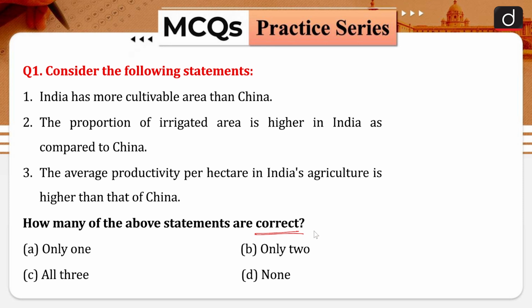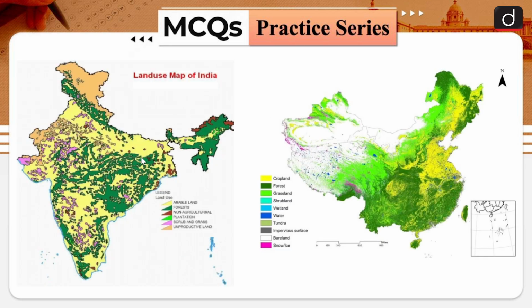Here let's talk about certain things. First they are asking about your cultivable area, second they are asking you about the proportion of irrigated area, then third they are asking about productivity. So let's see the cultivated area first.